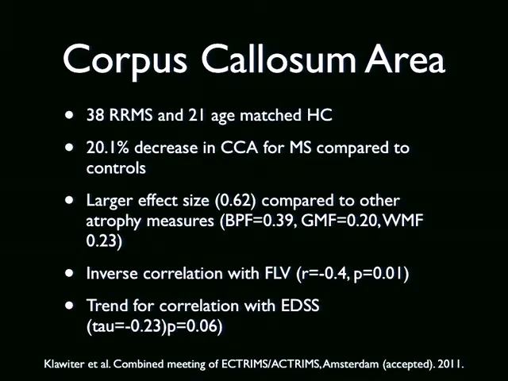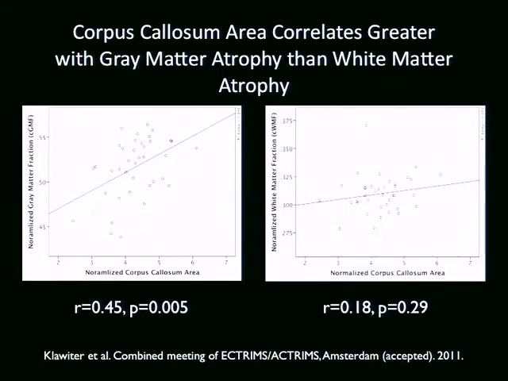We correlated the corpus callosal area with the FLAIR lesion load and found a correlation, indicating perhaps that the atrophy of the corpus callosum may be related to Wallerian degeneration. And then there was a trend towards correlation with EDSS.